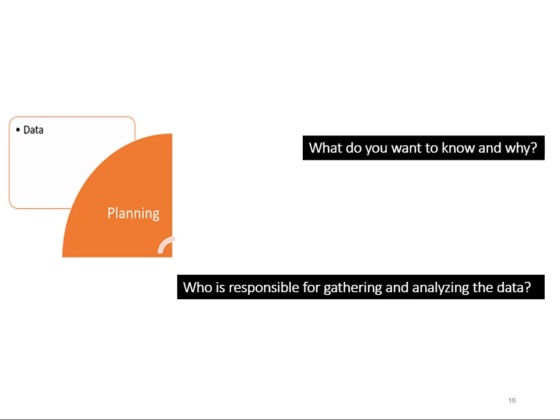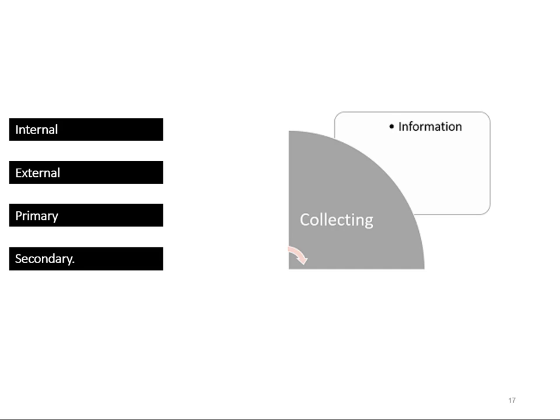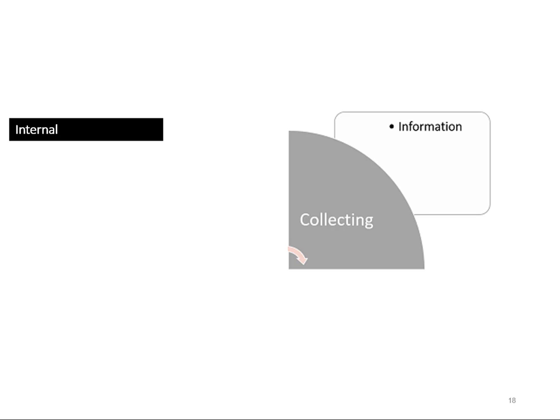So next, in planning, what do you want to know and why, and who's responsible for gathering and analyzing the data? We talked about that. So we move right into collecting. Now you got 4 sources right here. You got your internal sources, your external sources, primary and secondary research.